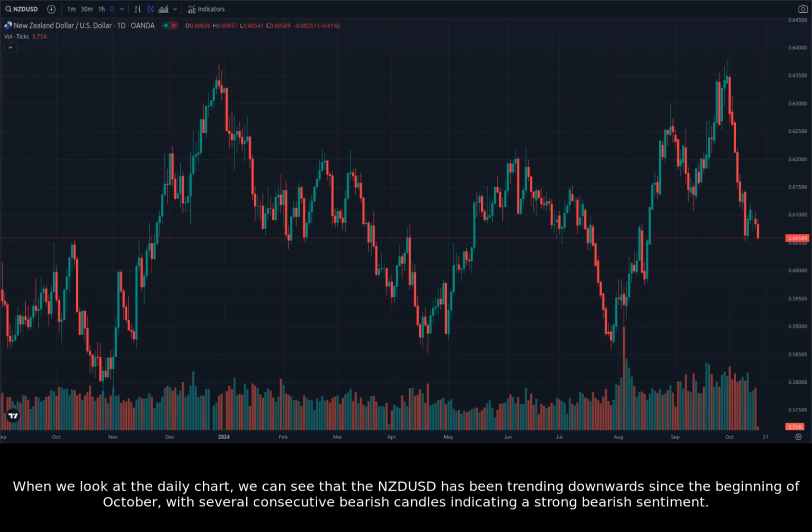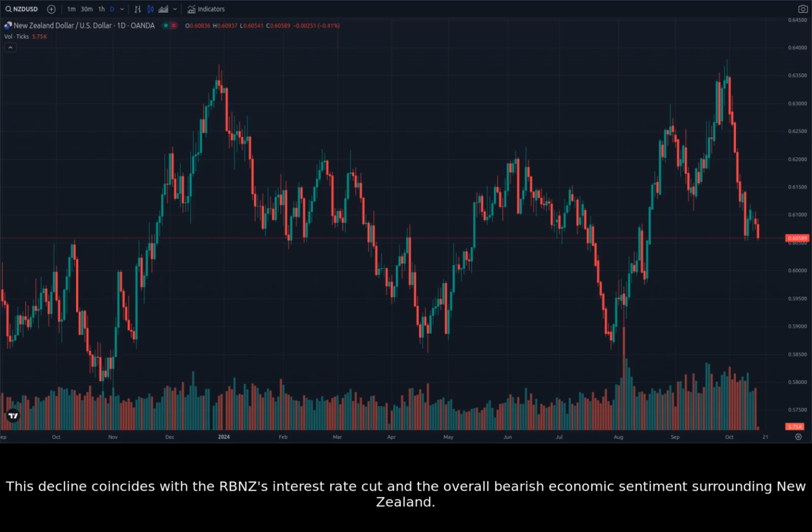When we look at the daily chart, we can see that the NZDUSD has been trending downwards since the beginning of October, with several consecutive bearish candles indicating a strong bearish sentiment. This decline coincides with the RBNZ's interest rate cut and the overall bearish economic sentiment surrounding New Zealand.